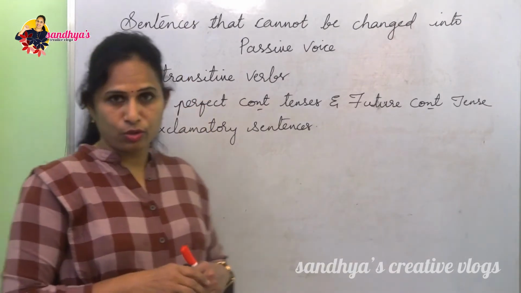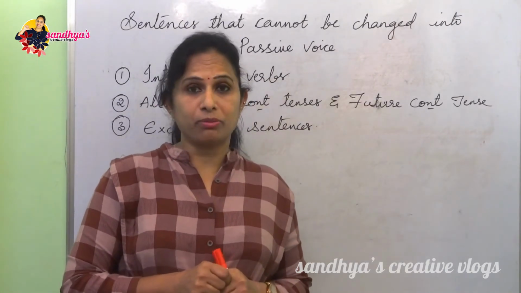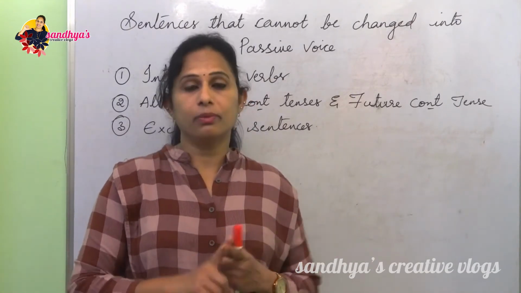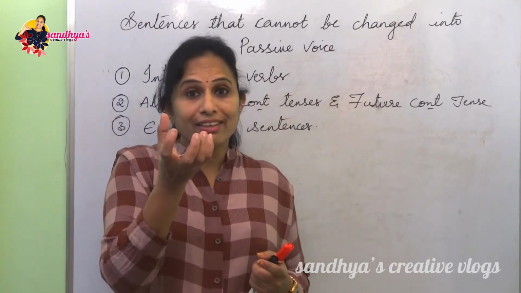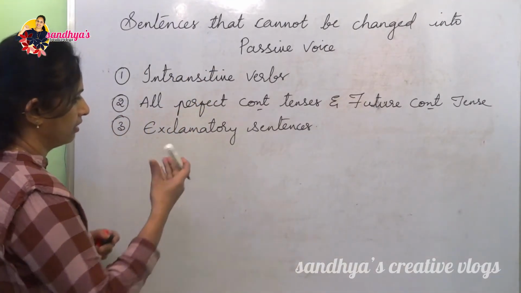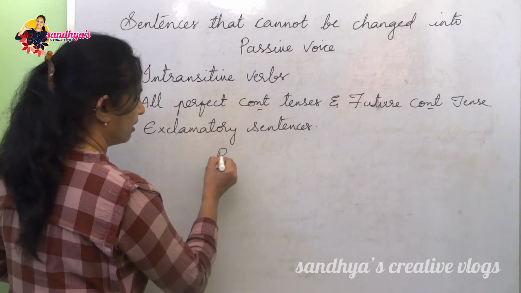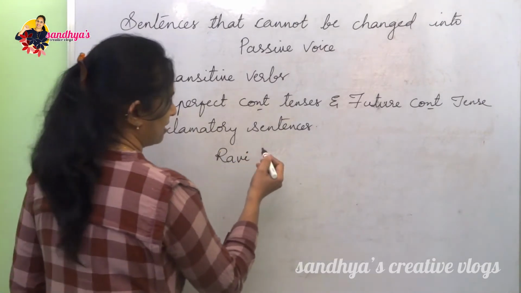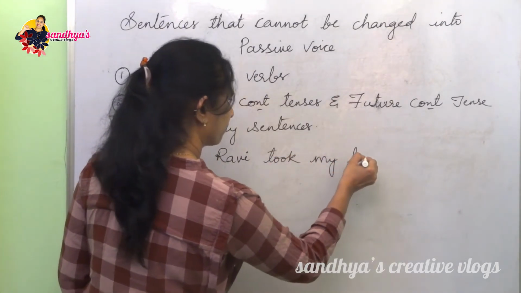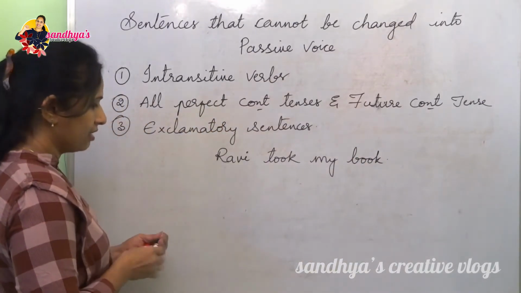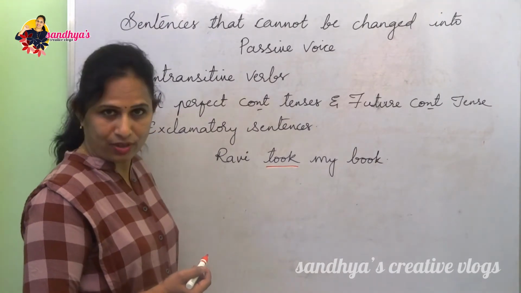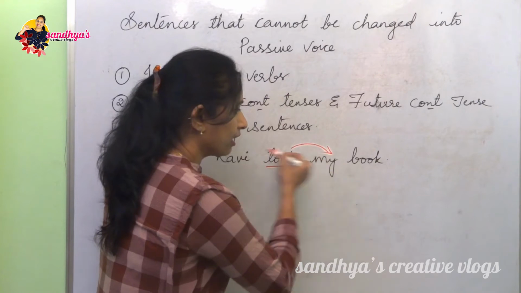Now, coming to intransitive verbs. We all know that verbs are of two types. One is a transitive verb and the other one is an intransitive verb. Now, what is a transitive verb? A transitive verb is the verb which receives the object, which possesses the object. For example, Ravi took my book. In this sentence, this verb took is a transitive verb because it is accepting the object.